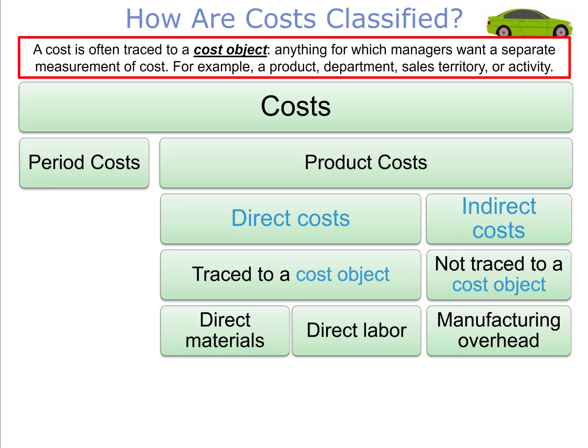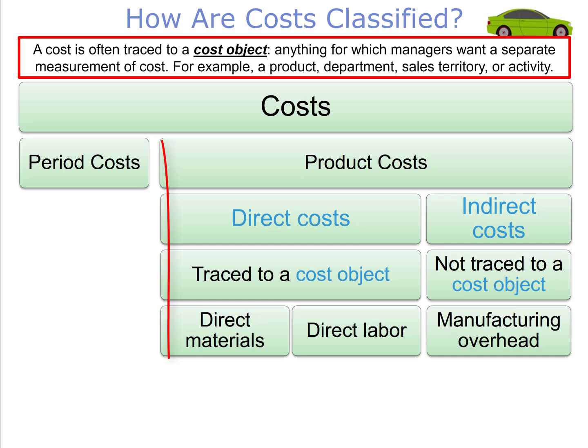A cost is often traced to a cost object, which is anything for which managers want a separate measurement of cost. For example, a product, department, sales territory, or activity. In our examples, the cost object is the guitar for the guitar manufacturer, or batches of lemonade for Linda Lou's lemonade stand. But costs could also be traced to different departments, different sales territories, or even different activities.